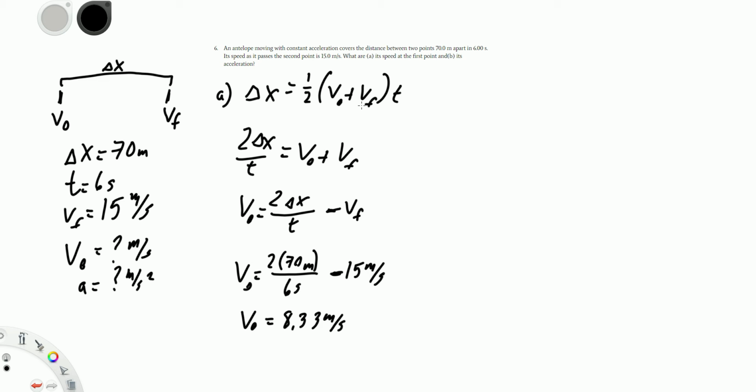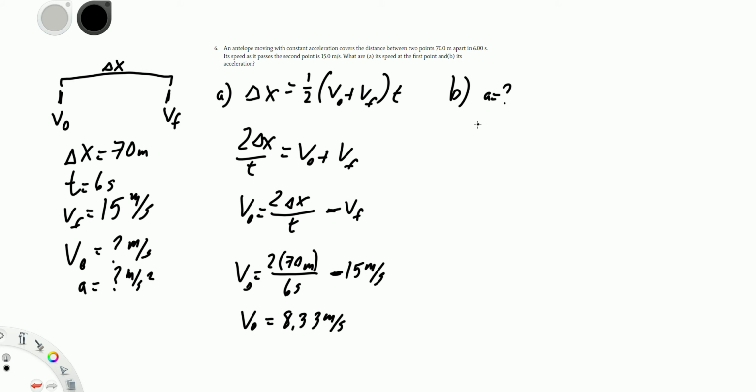Alright, this is the second part. The second part is acceleration. Now we have 4 out of the 5 variables, so we can use pretty much anything we want. So we're going to look for acceleration. And I always go with the easier one to solve, whichever one's easier to do the algebra with.